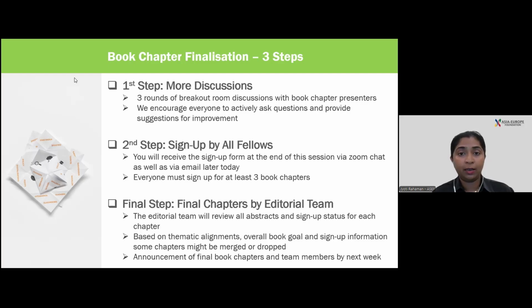We will share the sign-up form after the 3 rounds of breakout room discussions. And we request you to sign up as soon as you can, so that it's also easy for us to coordinate and look into different teams based on the sign-up. We will share it via Zoom chat today. However, we understand that some fellows couldn't join today, as well as you might want to take your time. So we will share a post-session update email where we will share the link as well.